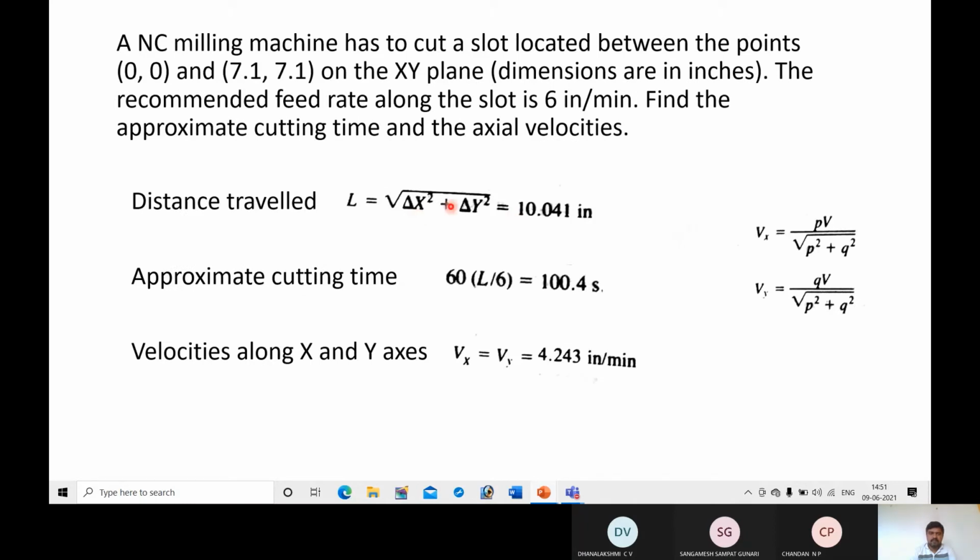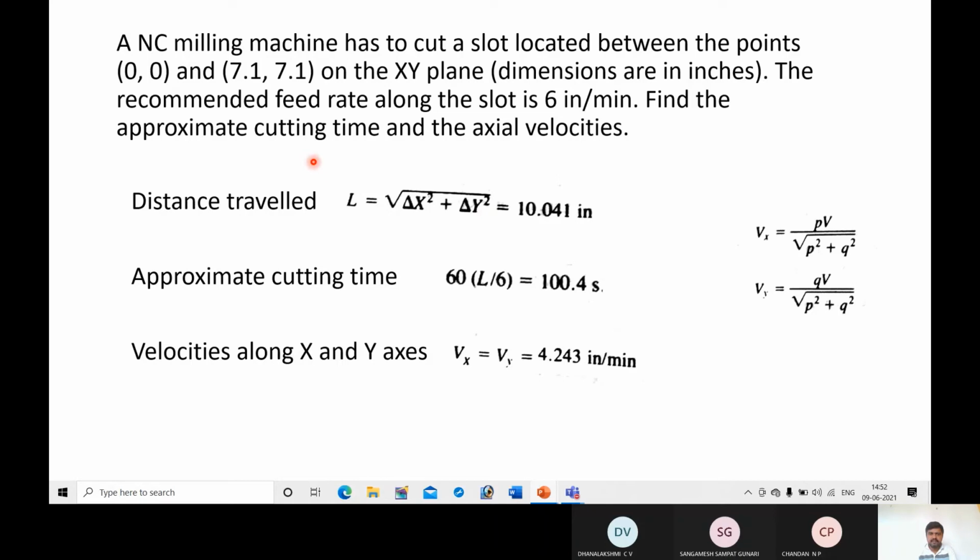Okay, then here, along the x-axis it has to move from 0 to 7.1 inches. Along the y-axis also it has to move for 7.1 inches. So 7.1 squared plus 7.1 squared, then the root of that will give you this answer. So you will get this value if you substitute 7.1 for delta x and delta y. Next, after that, you will get the distance traveled.